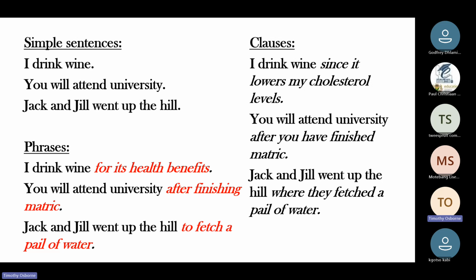Okay, let's take a look here. Now we are going to add phrases to them, right? And there is a simple phrase, I drink wine for its health benefits. Okay. You've got you will attend university after finishing matric. A phrase, a phrase, a phrase, you see. For its health benefits: there's no verb in that phrase, sorry. After finishing matric: there's no subject in that phrase. Right. Jack and Jill went up the hill to fetch a pail of water. Okay, so once again, there's no subject in that phrase.